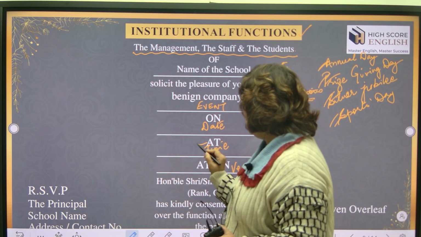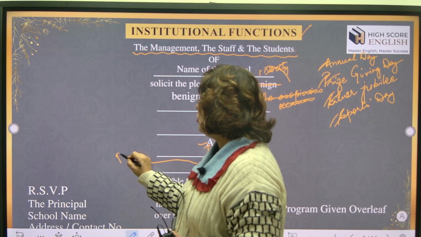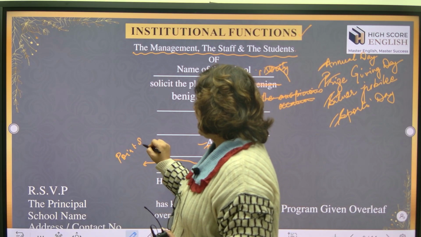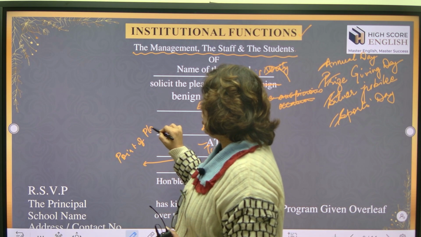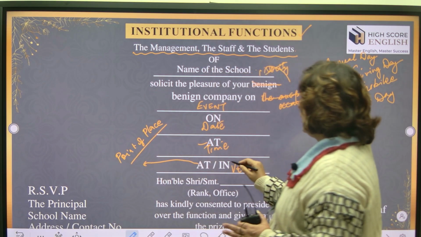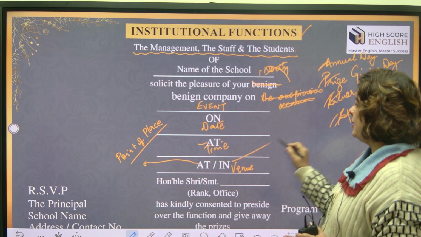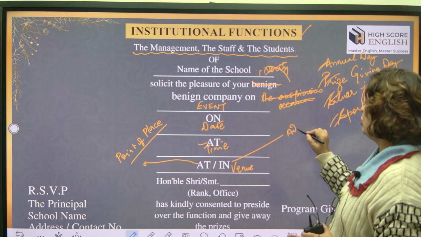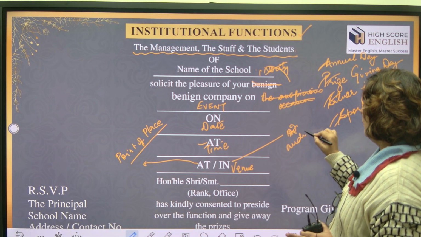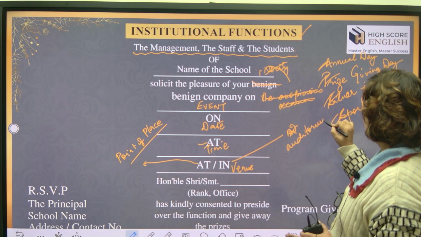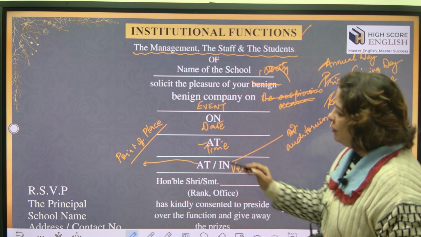Whenever there is a point of place, you are going to write "at". When it is a point of place, at. In is for an enclosure, that is, the auditorium. In school auditorium. Fine. In school auditorium. First part is over.